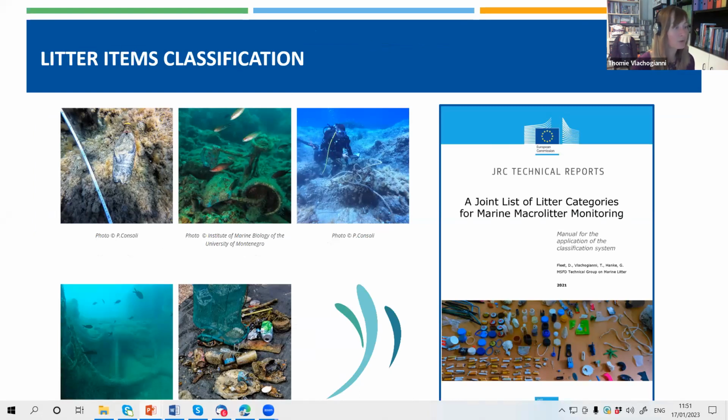And on those images, you can see some typical litter items found at the bottom of the sea: fishing ropes, bottles, fishing nets, one small bicycle. This is not so typical. And on this photo, you can actually see the types of items that were brought ashore by divers in one of the surveys that was performed in the Mediterranean.